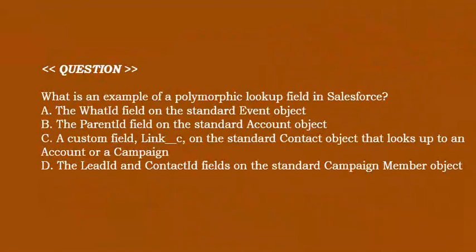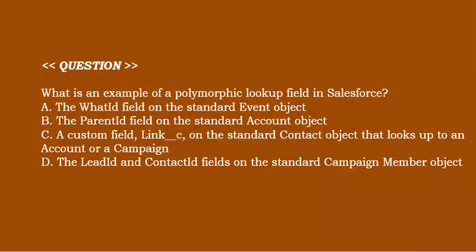Next question is, what is an example of a polymorphic lookup field in Salesforce? Option A. The WhatId field on the standard event object. Option B. The ParentId field on the standard account object. Option C. A custom field link__c on the standard contact object that looks up to an account or a campaign. Option D. The LeadId and ContactId fields on the standard campaign member object. Correct answer is option D.